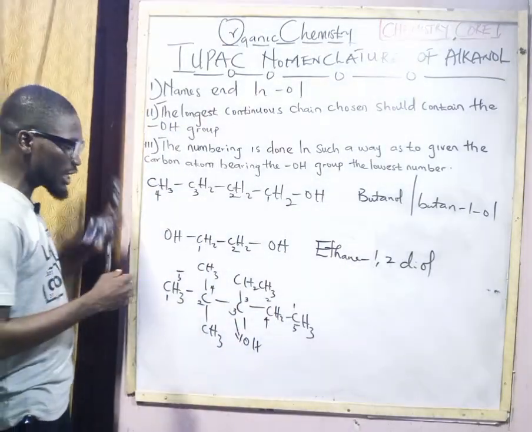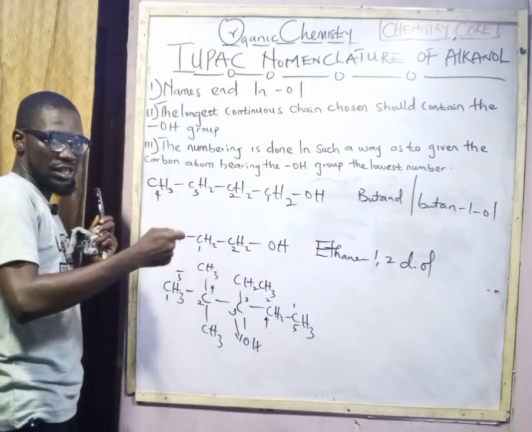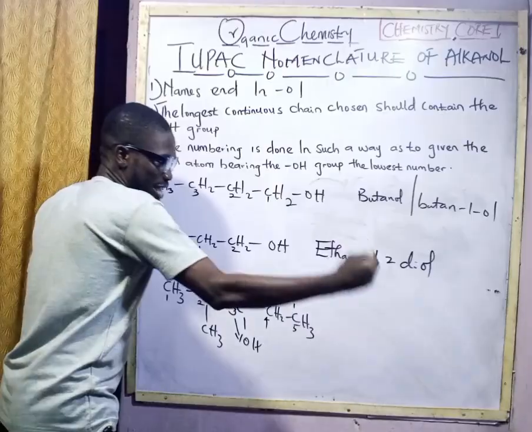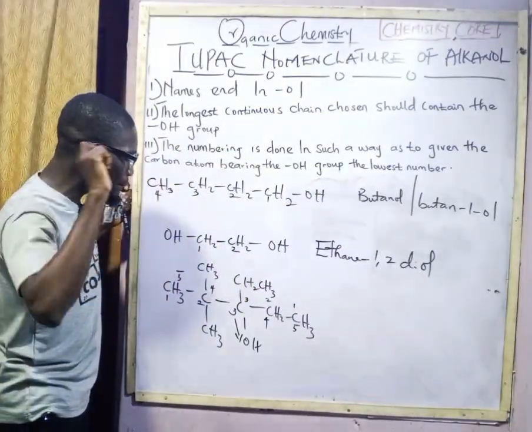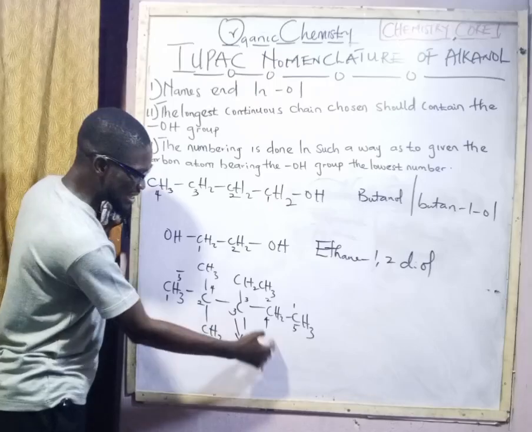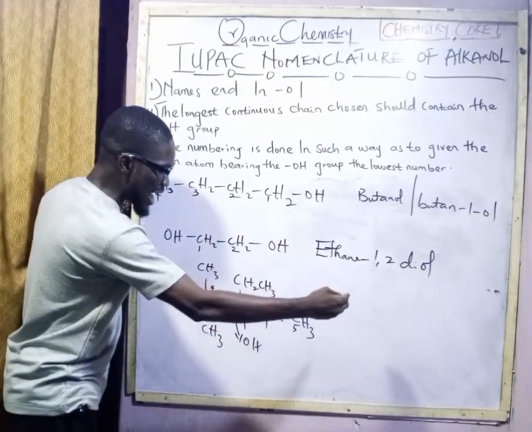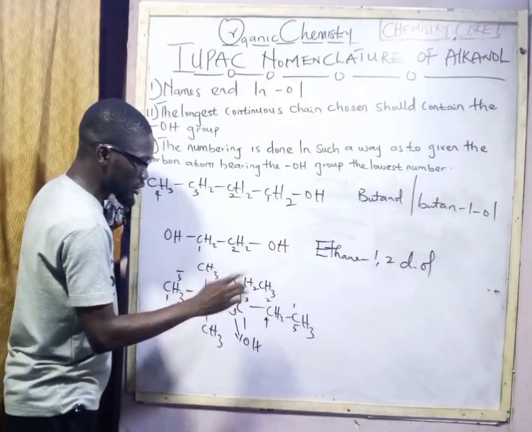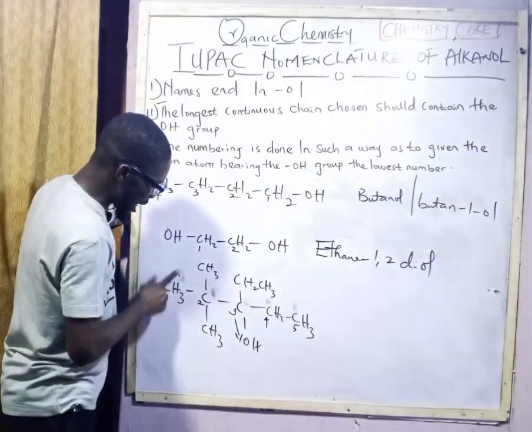If you observe vividly, the numbering from the left hand side is the lowest number, while the numbering from the right hand side has the highest numbering. That is not what we are after, but the lowest number being attached to this OH is 3 from the left hand side. If you check as well from the right hand side, you also have a 3. So let's consider the left hand side.